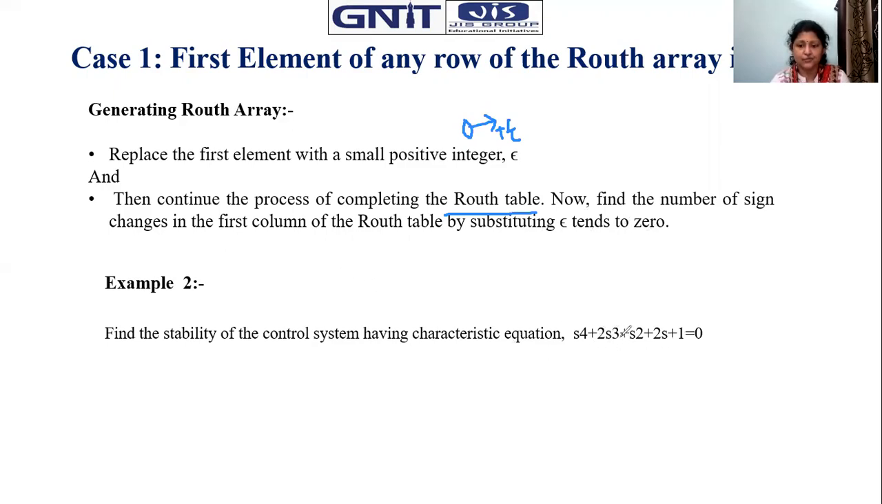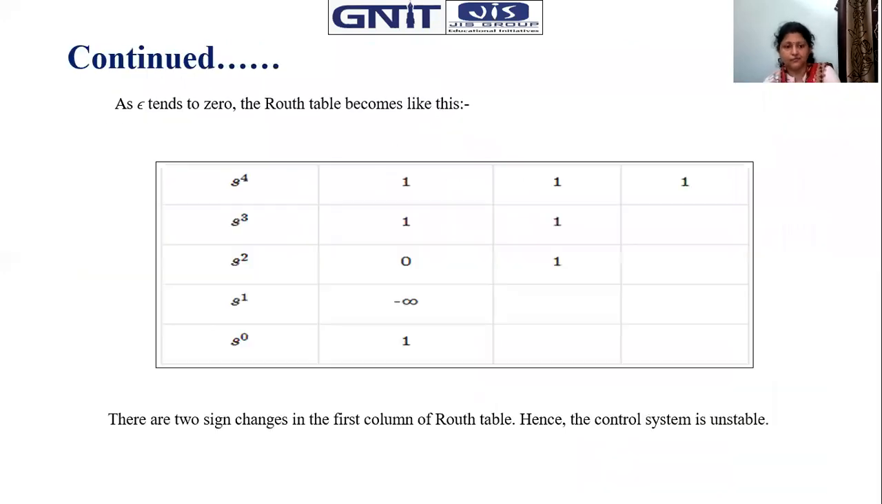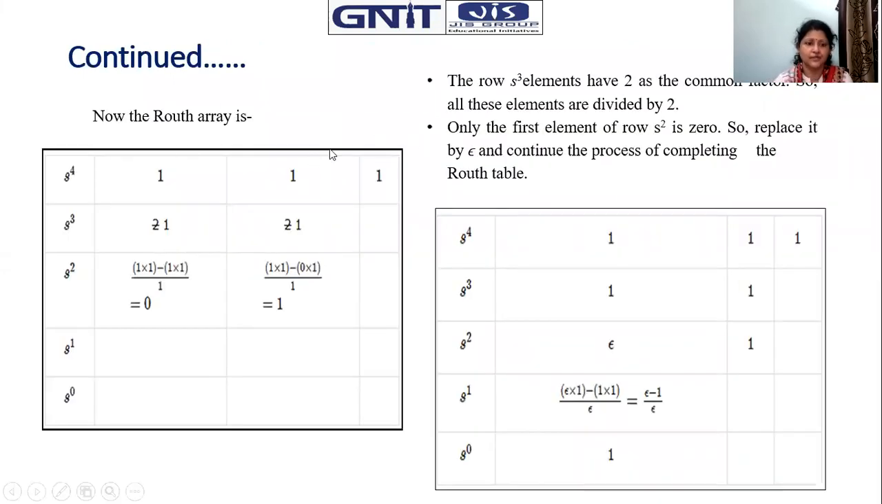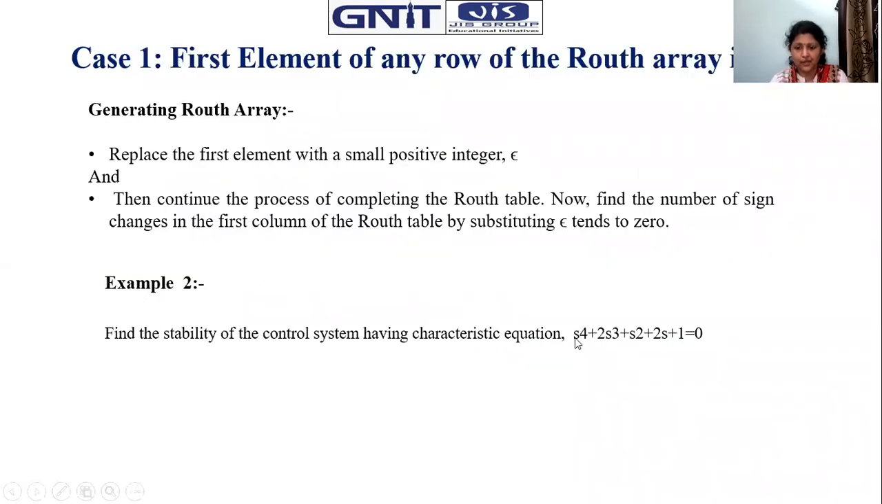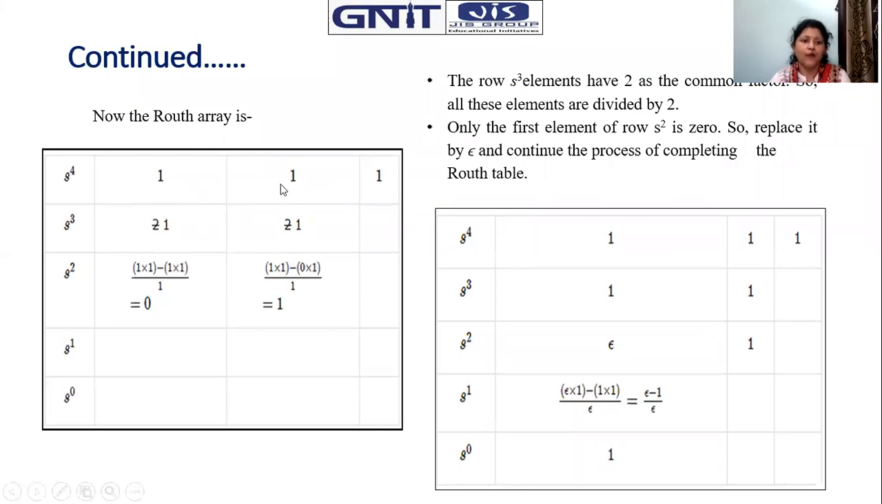s to the power 4 plus 2s cube plus s square plus 2s plus 1 equals 0, suppose. So we are taking one example and moving to the Routh array. What is the array formation? s to the power 4: 1, then skipping one, 1, then 1, 1. And for the second row, what will we get? 2, then skipping one, 2, 2. So 1, 1, 1 for the first row and 1, 1 for the second row, starting with s to the power 4 and going down to s to the power 0.